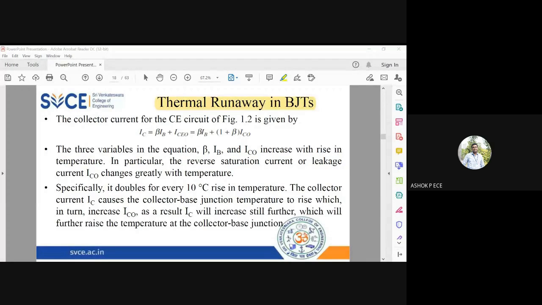Thermal means... Heat, sir. Heat capacity. Heat. In another technical way, how can you call thermal? Temperature. Temperature. Very good. Runaway.